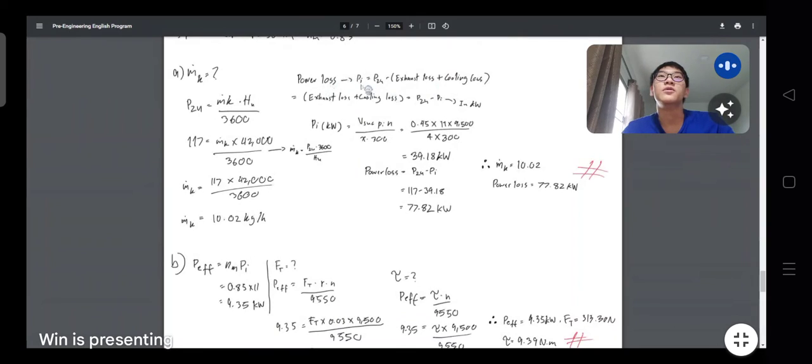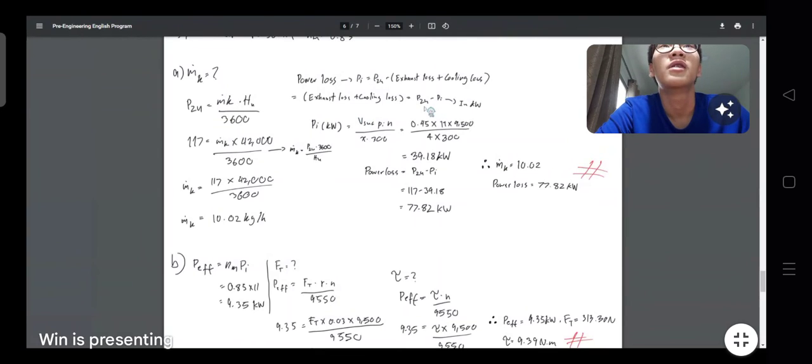Power loss is equal to PZU minus PI, and PI is equal to exhaust loss plus cooling loss. Put that at the front and we'll get the power loss is equal to PZU minus PI. But PI we need to get in kilowatts. So PI in kilowatts is equal to V suction, PI, and N divided by X times 300. X is the amount of strokes needed for one cycle. So 4, and we put all the numbers together, we will get 39.18 kilowatts.